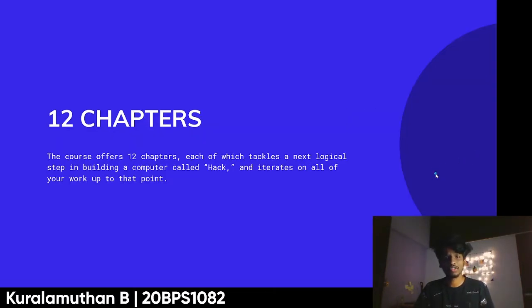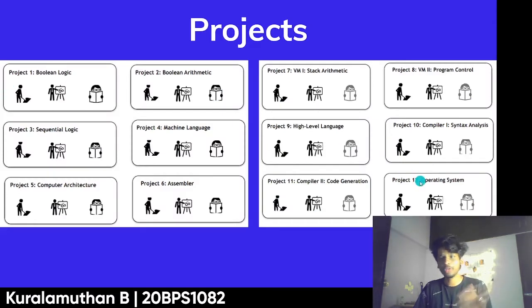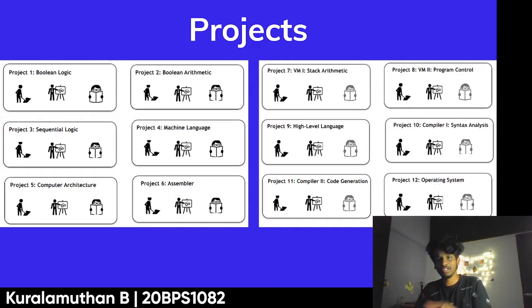There are 12 chapters in this course, and each of which will tackle a next logical step in building the computer called hack. So at the end of the 12th chapter, we'll have a computer called hack, which will be capable enough to run a program like Tetris. So these are the 12 projects that come in this course. Starting from Boolean logic, Boolean arithmetic, sequential logic, and going on, we have the operating system. And at the end of the 12th project, we'll be running a small Tetris game on our computer.